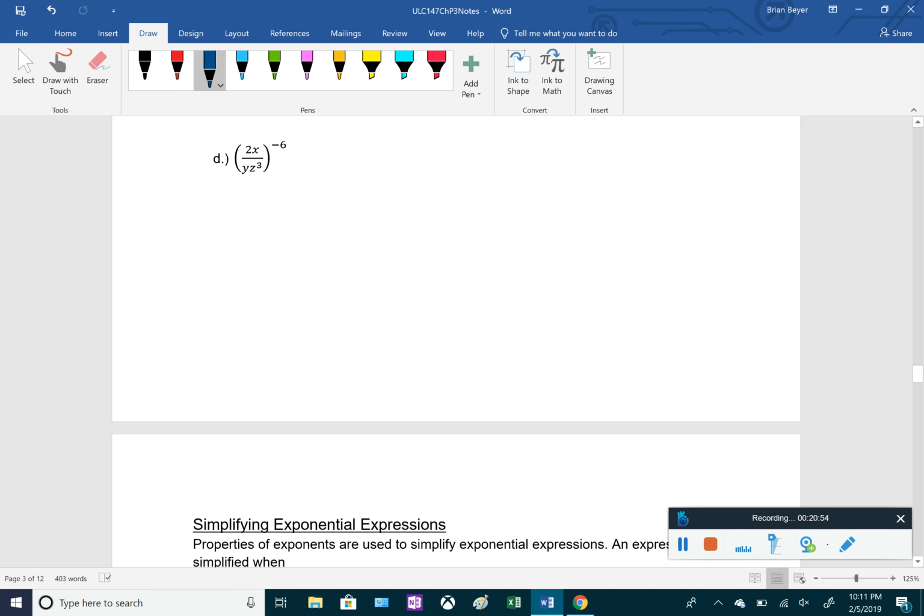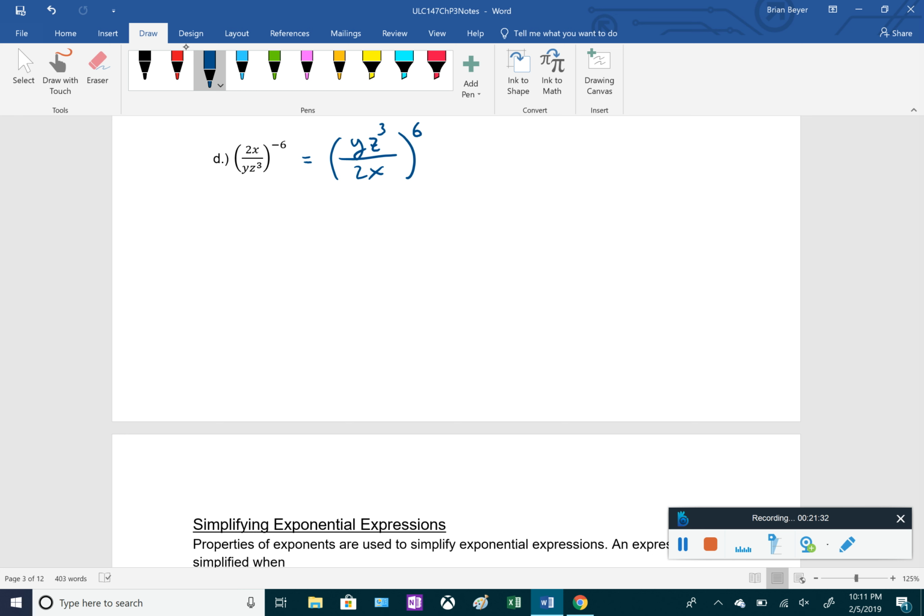And the last one for this one, we have a negative exponent. So when you have a negative exponent, there are a couple different ways you can think about it. The easiest way is going to be to reciprocate what's inside of those parentheses and make the exponent positive. So instead of 2x over yz cubed, it's going to be yz cubed over 2x. And then it's going to be raised to the positive 6. Essentially, we're just using the fact that anything raised to the negative 1 means its reciprocal.